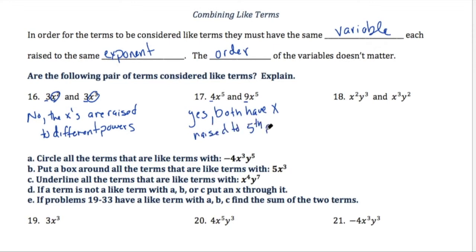Great. Lastly, we have x squared y cubed and x cubed y squared. Are these the same? No. Even though we see an exponent of 2 and an exponent of 3 and an exponent of 2 and an exponent of 3, they're on the wrong thing. So no, in the first term, x is squared, but it is cubed in the second term.